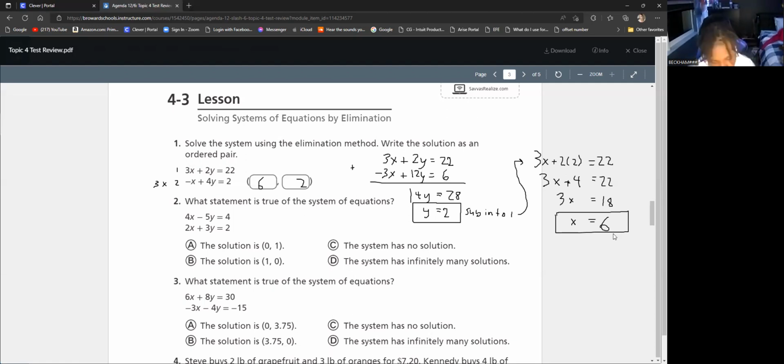Okay, number 2, what statement is true of the system of equations? This one and this one. The system has no solution. The system has infinitely many solutions. Okay, how are we gonna solve this? Solve it.